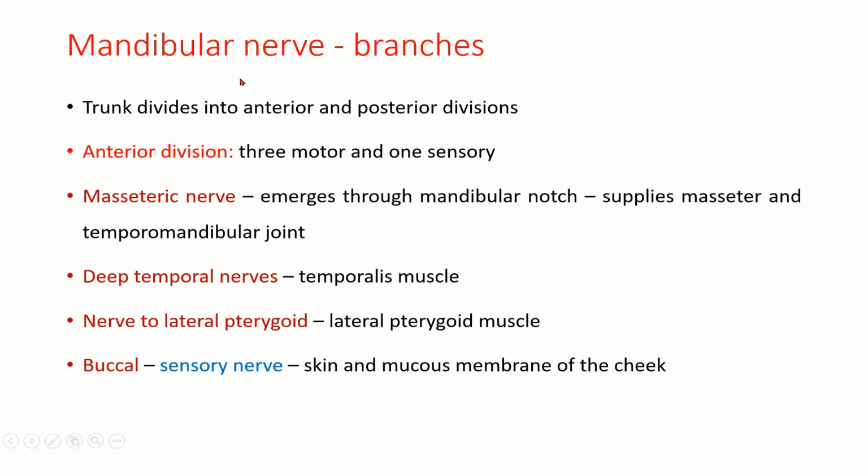So mandibular nerve branches from the divisions are as follows. You can see here, the trunk divides into anterior and posterior divisions. Anterior division has three motor and one sensory. So the masseteric nerve emerges from the mandibular nerve, supplies masseter and temporomandibular joint. Deep temporal nerve supplying temporalis muscle. Nerve to lateral pterygoid, supplying the lateral pterygoid muscle. The sensory nerve is the buccal nerve. It supplies skin and mucous membrane of the cheek.